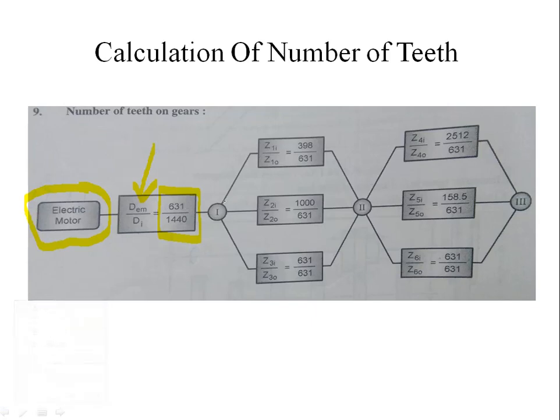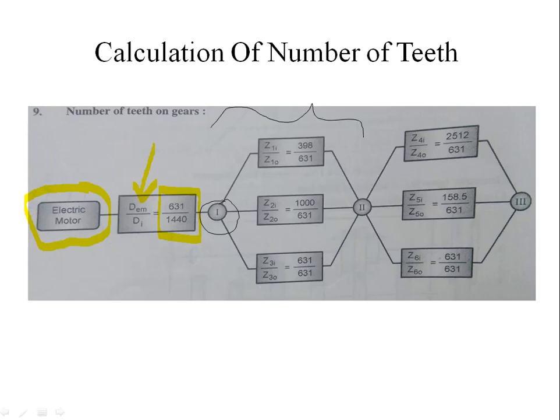So here the speed available at the first shaft is 631 rpm. Here again, three speeds have to be generated from the first shaft to the second shaft. So this will be called the first transmission stage.